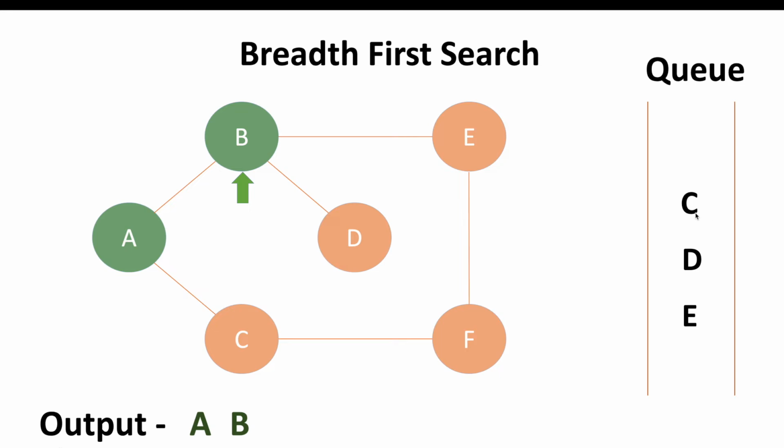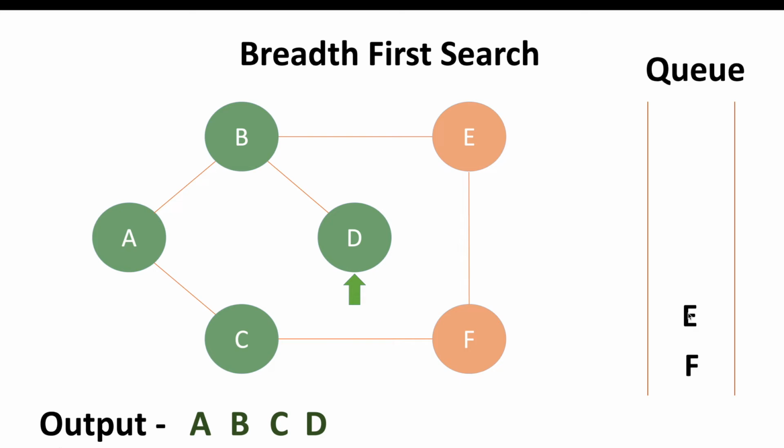Now in the queue on the top we have C, so we will traverse C, put it in our output list, add its child F to the queue, and mark it as traversed. And now we can dequeue it from our queue. Next, on the top of our queue we have D, so we will traverse D, put it in our output list, and mark it as traversed. Since it does not have any unvisited neighbor node, we don't have to enqueue anything, we can simply dequeue this D node.